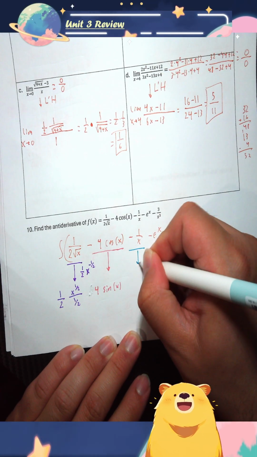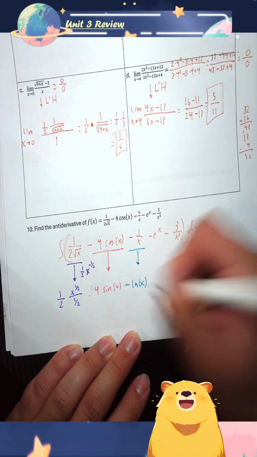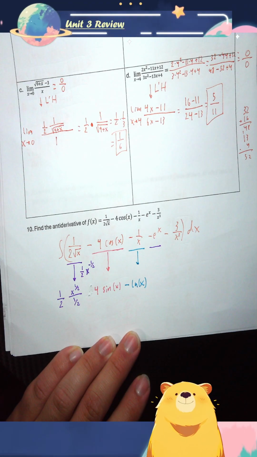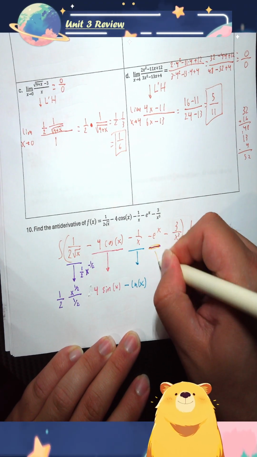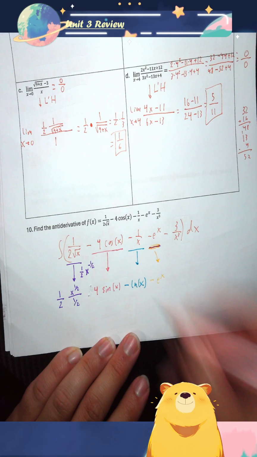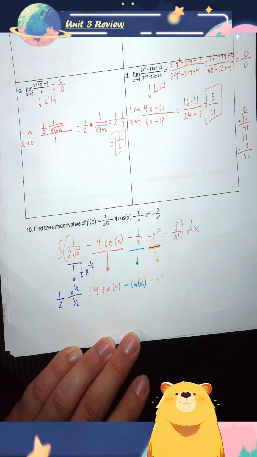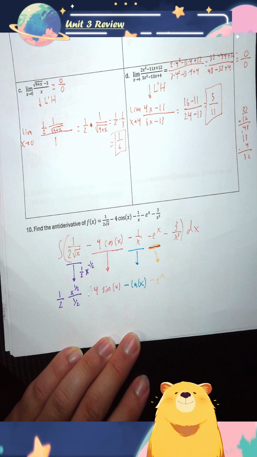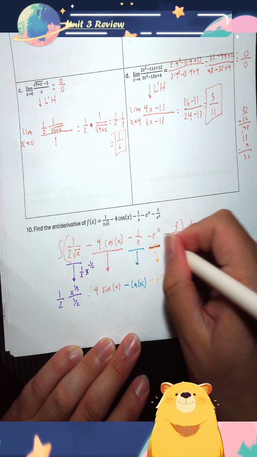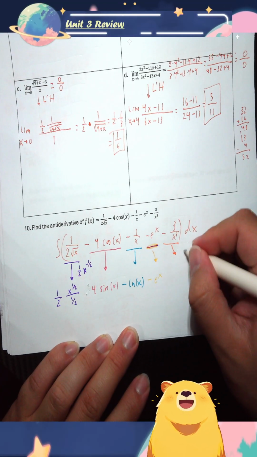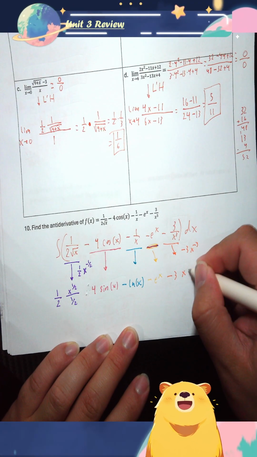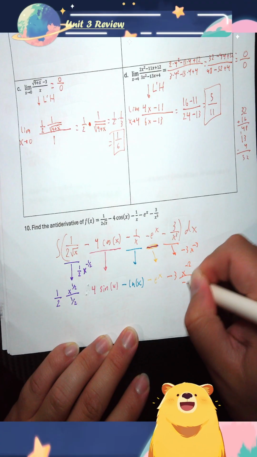Then over here, oh, that's just ln, so negative ln of x. Same thing over here, that's going to be a negative exponential. And then, hold on. Over here, you can rewrite it as negative 3 x to the power of negative 3. So we have negative 3 x, you add 1, so negative 2 over negative 2.